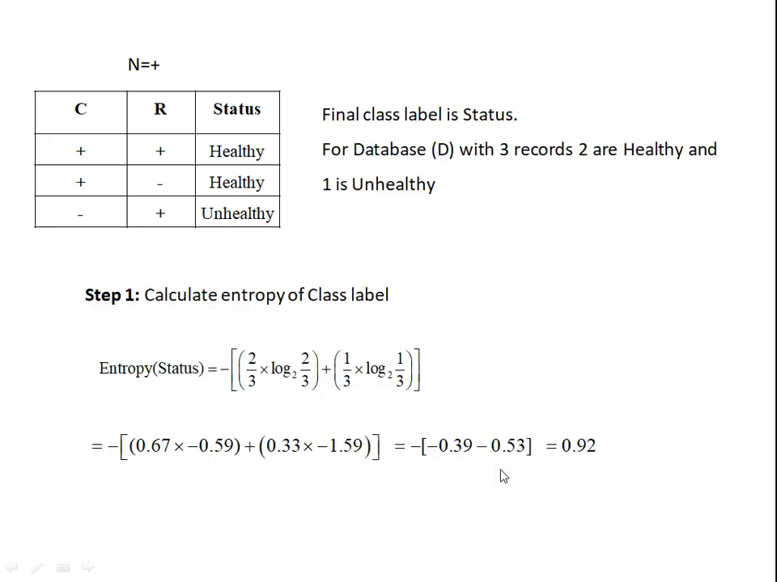Now we need to do it for n plus, where 3 records are there. First we calculate the gain for C and R, and then we compare. Now in our table, our database is reduced. In our table only 3 records are there, in which 2 are healthy and 1 is unhealthy. So we calculate the entropy for this small data set, which we get as 0.92.